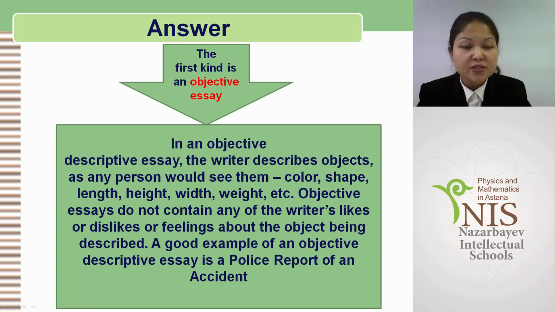In an objective descriptive essay, the writer describes objects as any person would see them: color, shape, length, height, width, weight, etc. Objective essays do not contain any of the writer's likes or dislikes or feelings about the object being described. A good example of an objective descriptive essay is a police report of an accident.